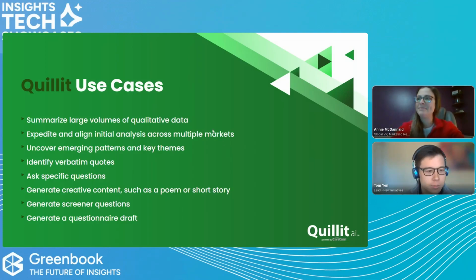So, for example, some of our customers are doing things like saying, hey, this is results from phase one, but if I wanted to go ahead and do a phase two, how might I change the screener? Or what might a follow-up questionnaire that digs into the following topics that we saw emerge as themes in the phase one research look like?